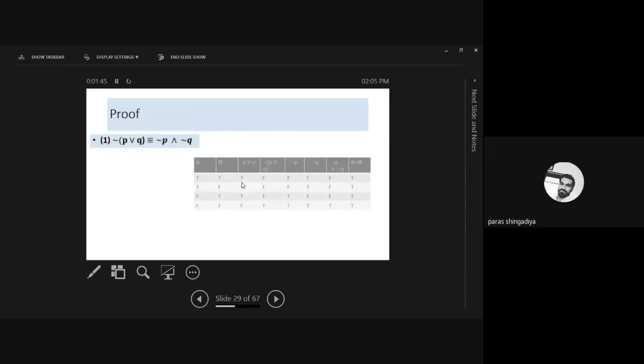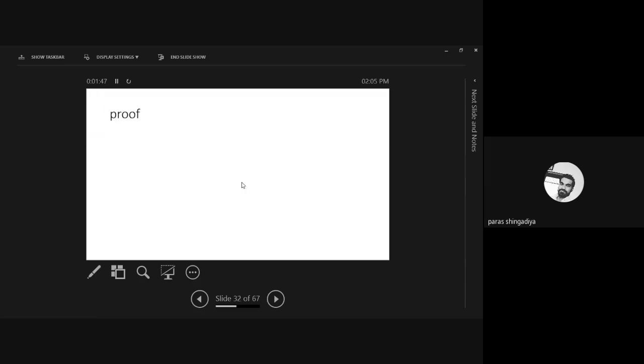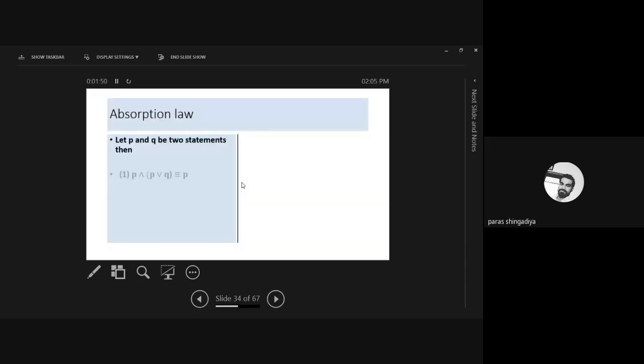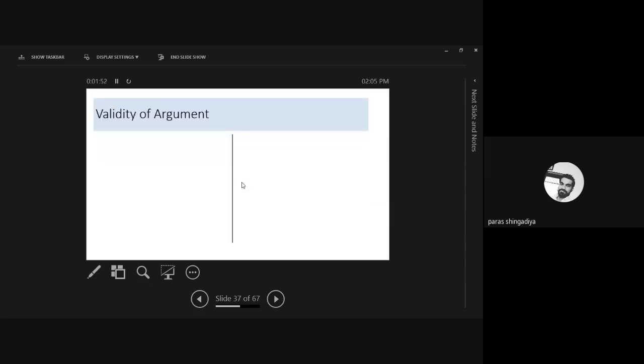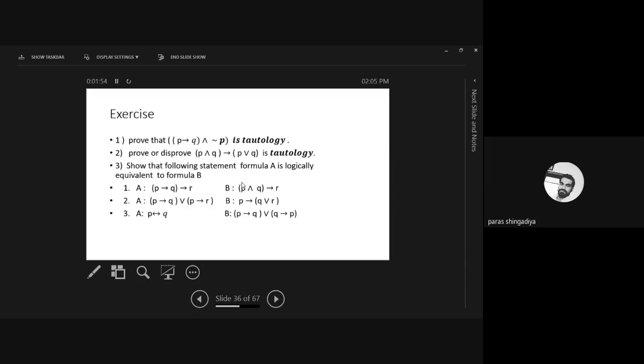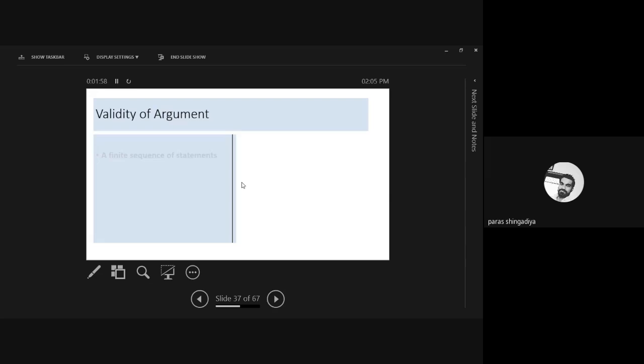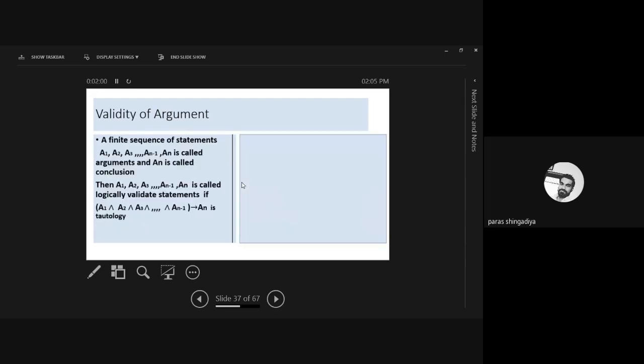And then after De Morgan's law, associative law, absorption law, we also discussed this exercise in the last lecture. Clear? So up to this we have discussed in the last lecture, and now today we'll discuss the next topic of this unit, that is called validity of the argument.